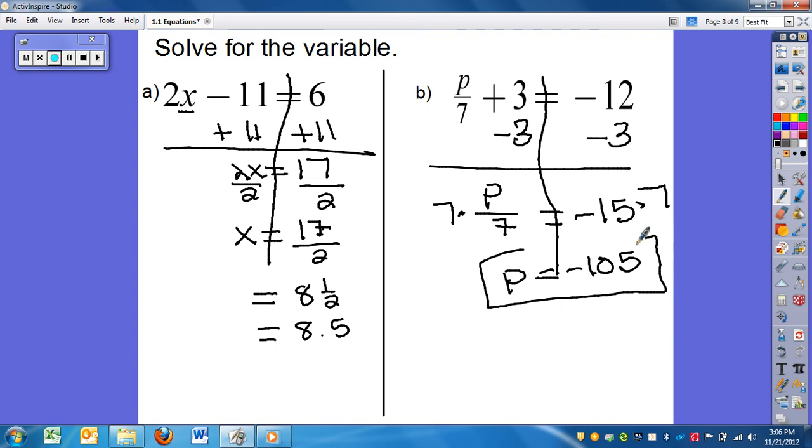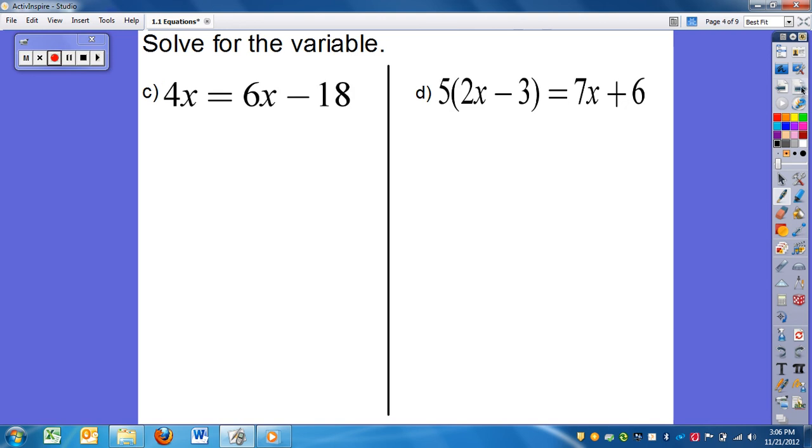Keep in mind, what's nice about solving equations is that you can take your number and plug it back in to see if it works. If I plug negative 5 back in, that should give me negative 15 plus 3, which is negative 12. So I know this is my correct answer. It's called checking your solution.